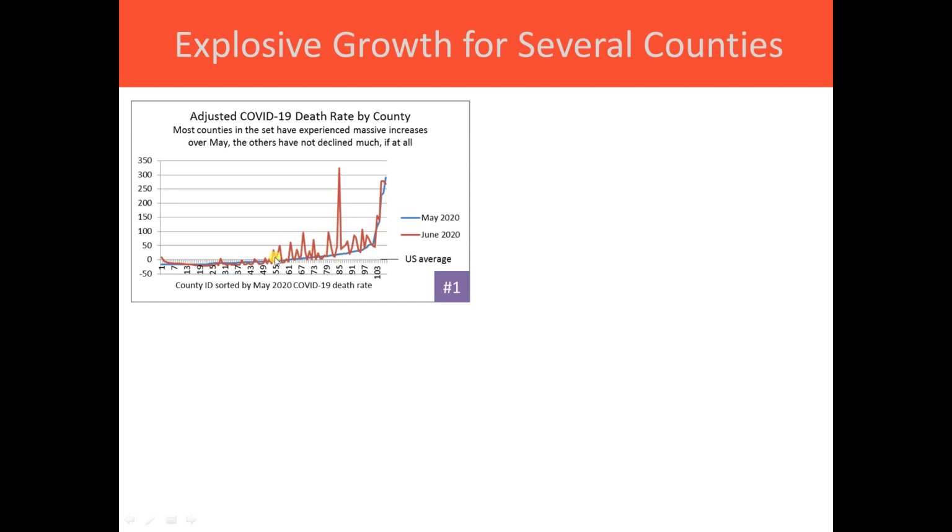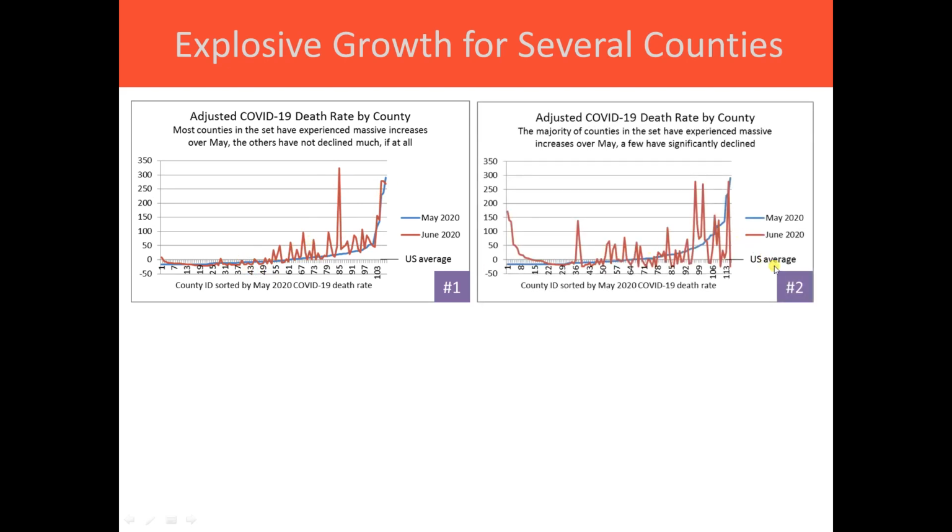So you can see there's quite a few of them. Many of them explosively grew. Almost none of them went below the adjusted May one, but many of them explosively grew. That's why you have 2 to 3 times more than the US average.